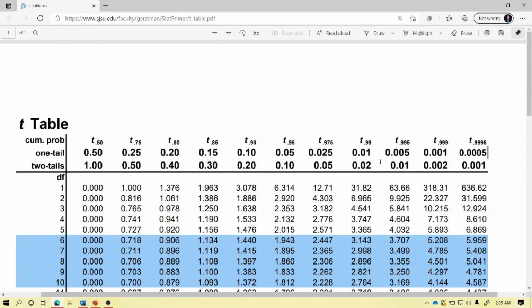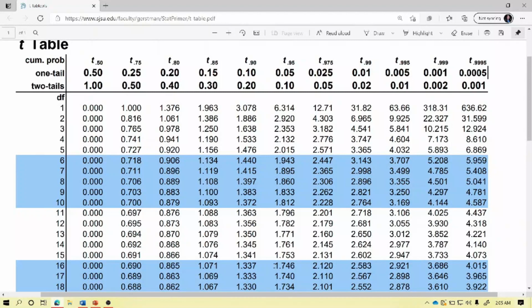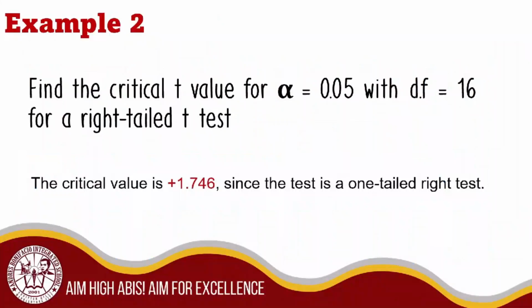Let's look for the column of 0.05 on the one-tailed row. Where is 0.05? Okay, it's in here. And then the degree of freedom is 16. So 16 here. There you go. So our critical value is 1.746. So the critical value is positive 1.746. So take note, class, that in this example the critical value is a positive number, since the test is a one-tailed right test.